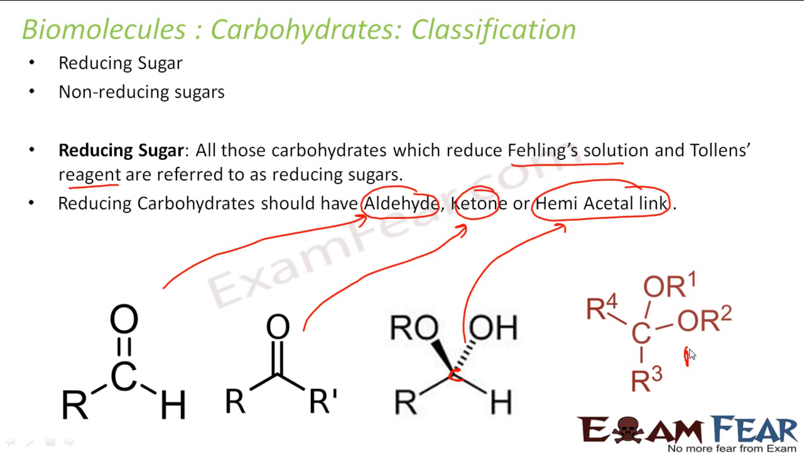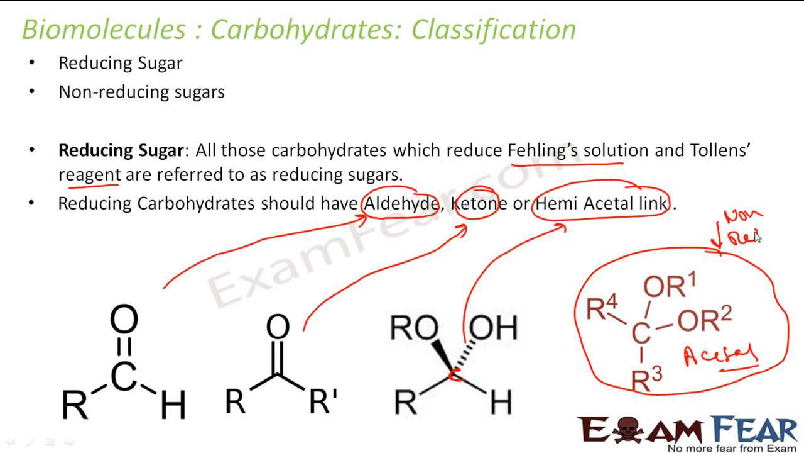This is what? This is an acetal. That is two different R's and two different OR's. So this you will not be able to reduce. This will not reduce the Fehling's solution or Tollens' reagent. So this will be a non-reducing sugar. Correct?